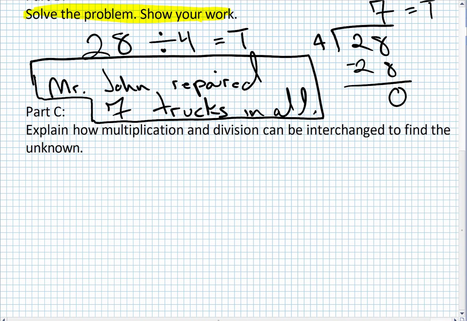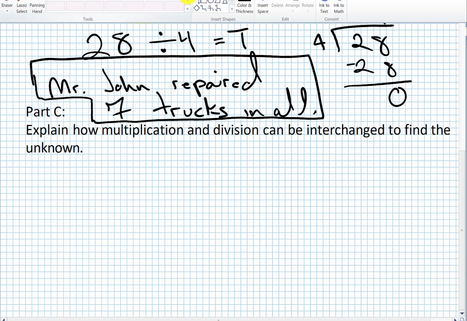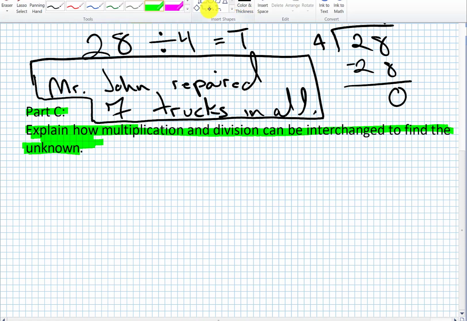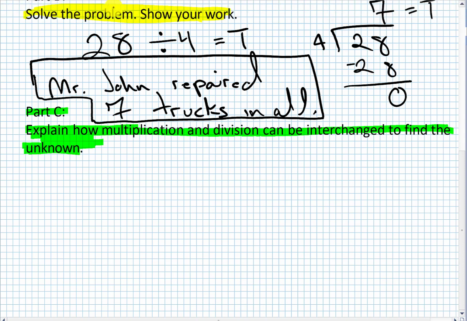Part C, and I'll highlight that since we've done some scratch work nearby. Part C says explain how multiplication and division can be interchanged to find the unknown. Okay, so the first thing that we want to point out is multiplication and division are opposites or inverses of one another.